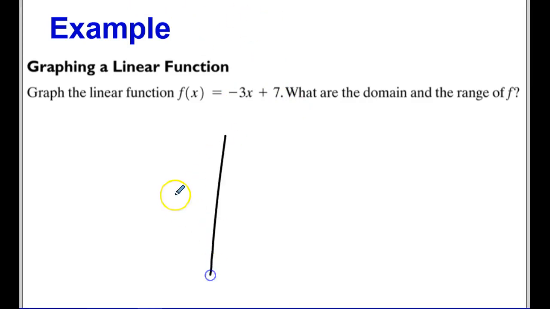So for this one, I would start at 7, because that's my y-intercept, and my slope is negative 3. So I go down 3 and over 1, and down 3 and over 1. And then I can draw my line through that.